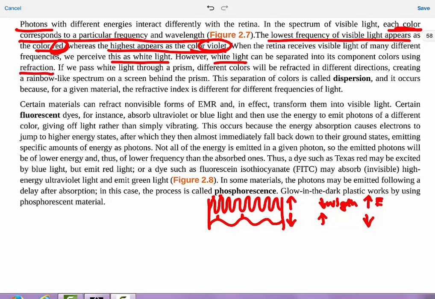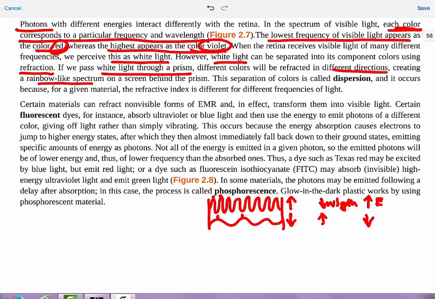So if we pass white light through a prism, then different colors will be refracted in different directions, creating a rainbow-like spectrum on the screen behind the prism. So if we have the prism, again, and we have white light, say sunlight, for example, coming through that prism, then we have a rainbow shooting out the other side. You've probably seen a photo of that before.